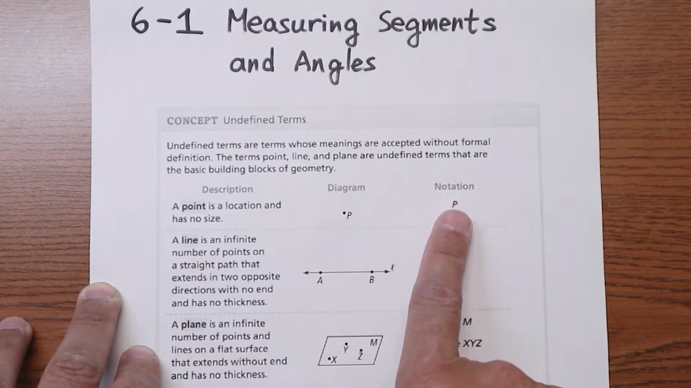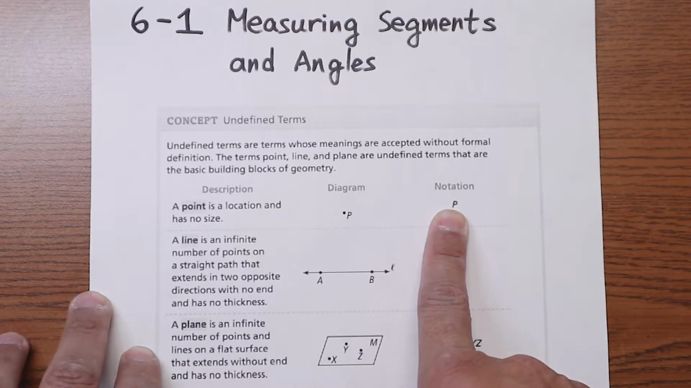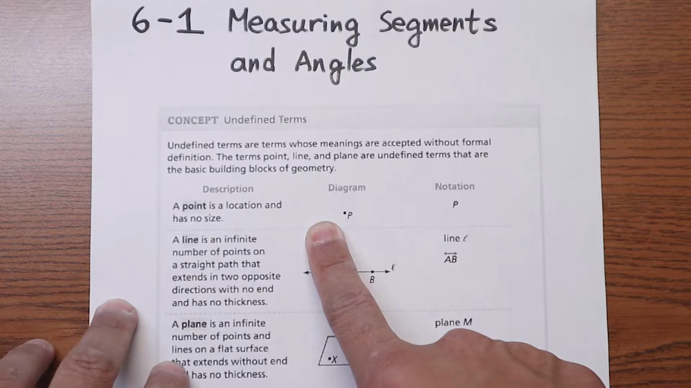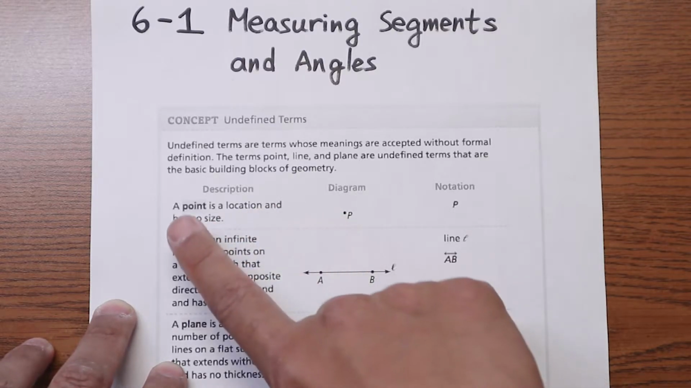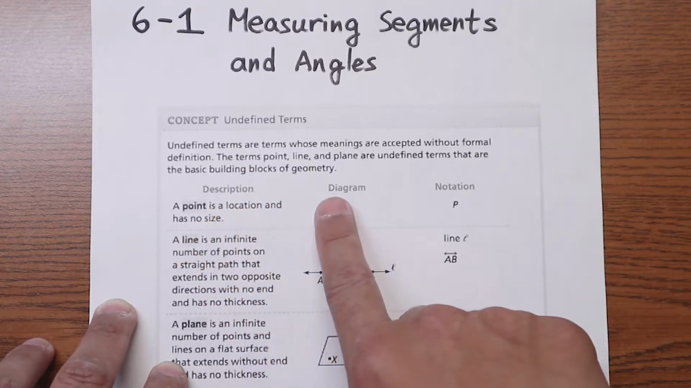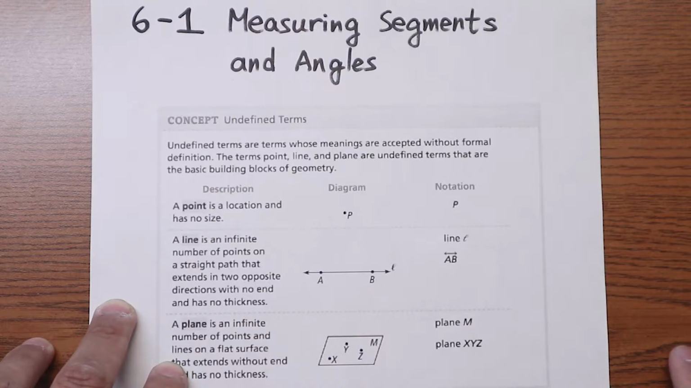And for notation in words, when we write in sentences, we're just going to say point P. So this P is also a capital letter. Now, of course, we're not going to name every single dot P. We could name them A, B, C, D, all the way to X, Y, Z. We just have to use capital letters when we name points. And a point is a location and has no size. It's just a dot without any size.